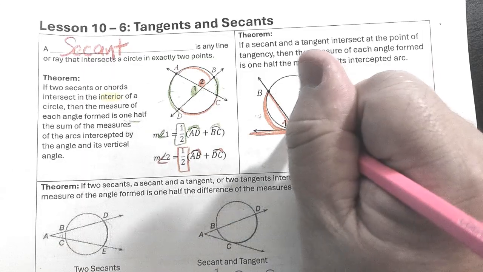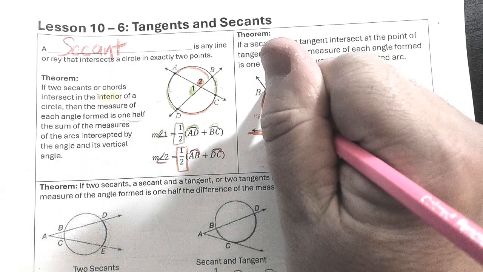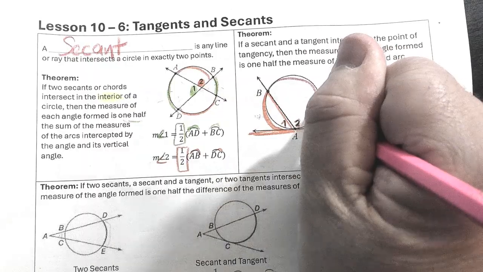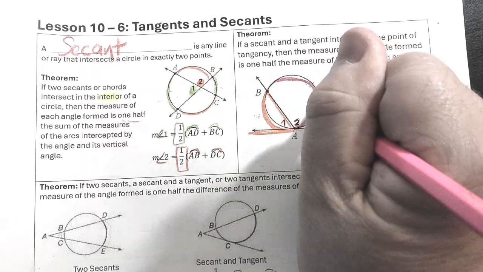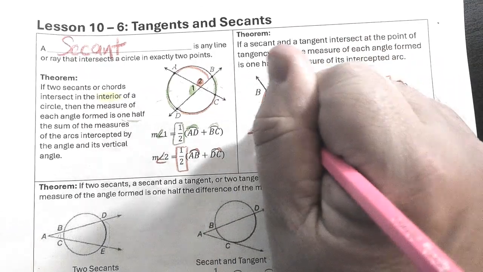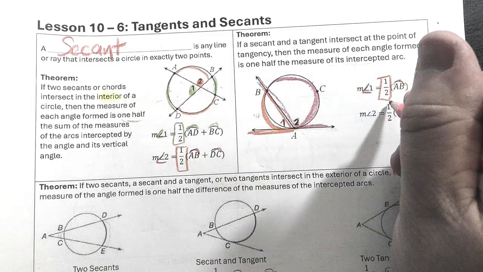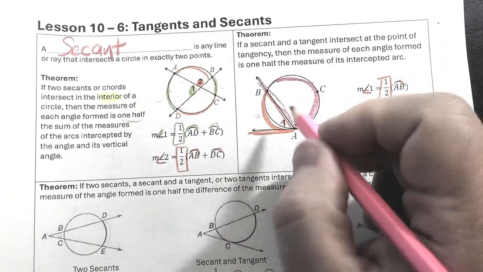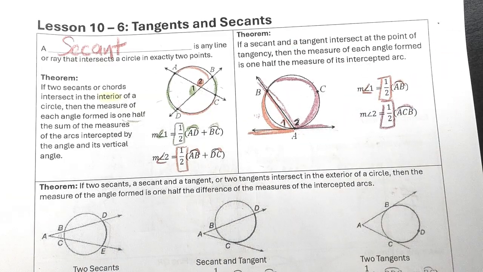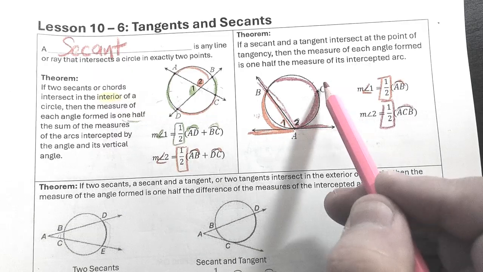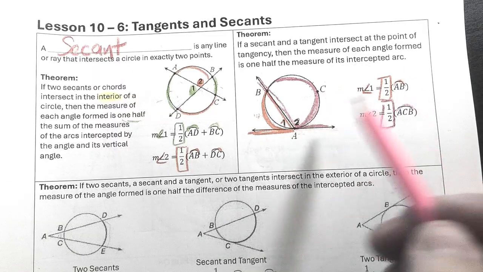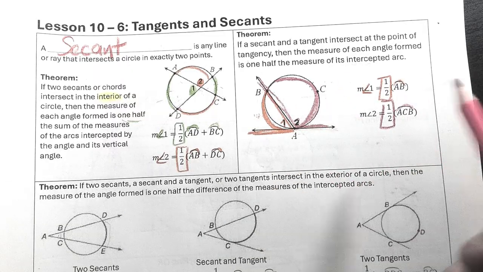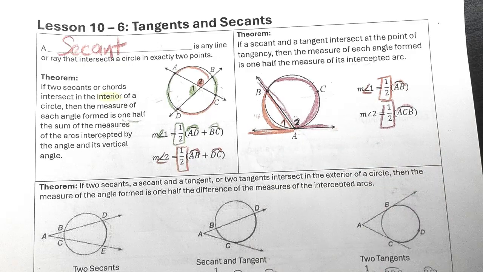Angle 2 is created from those two, and it makes this big old arc. I'll kind of do this so you can see it. It's going to be half of arc ACB, so that big old guy. If this big old guy here was, say, 280, well, that angle is half of that, so it would be 140. Okay, that makes sense?